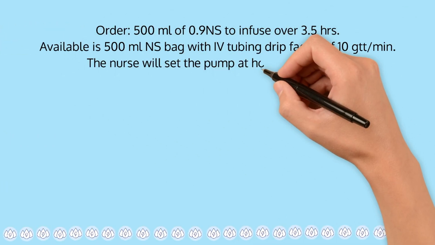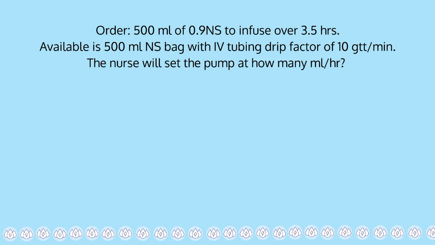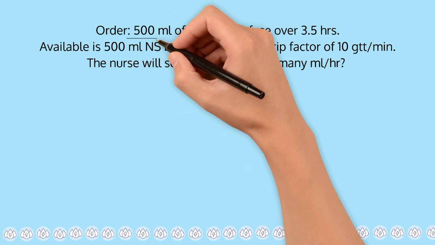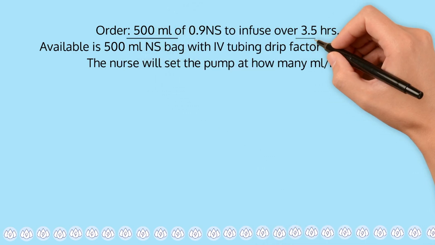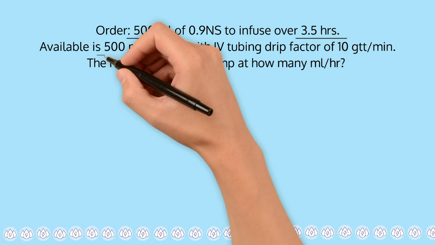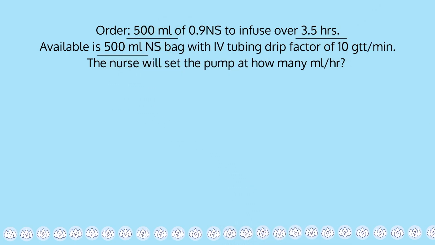Order 500 mLs of normal saline to infuse over 3.5 hours. Available is a 500 ml normal saline bag with IV tubing drip factor of 10 drops per ml. The nurse will set the pump at how many mLs per hour? So again, first thing we do is we underline the things that we think may be important. The 500 mLs, the 3.5 hours, the 500 ml normal saline bag, and of course the drip factor of 10 drops per ml. What we're looking for, mLs per hour.